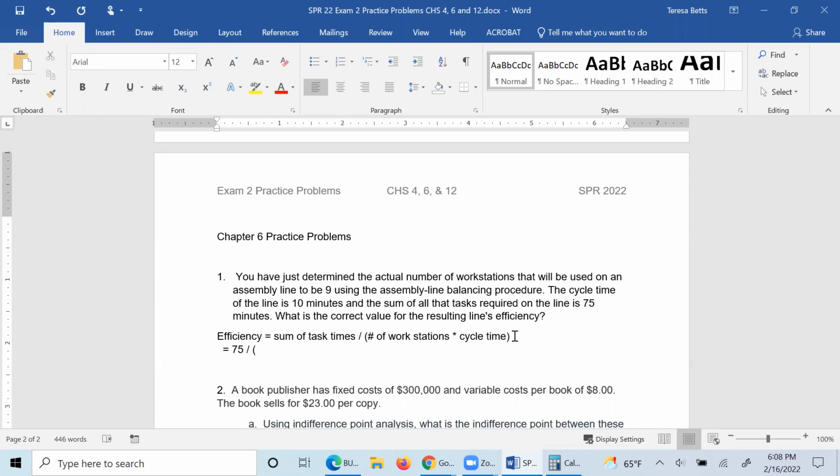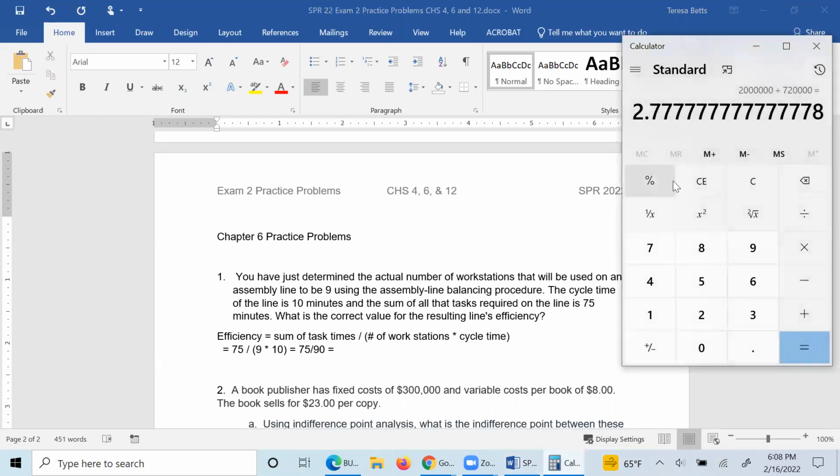But each workstation, right? And we're going to have 9 of those workstations, is going to have a 10-minute time slot for each of those workstations. So we're going to have 75 divided by 90 is going to be what our efficiency is going to be. So again, come here, clear it, 75 divided by 90. And I can just do times 100, right, to get my efficiency percentage.